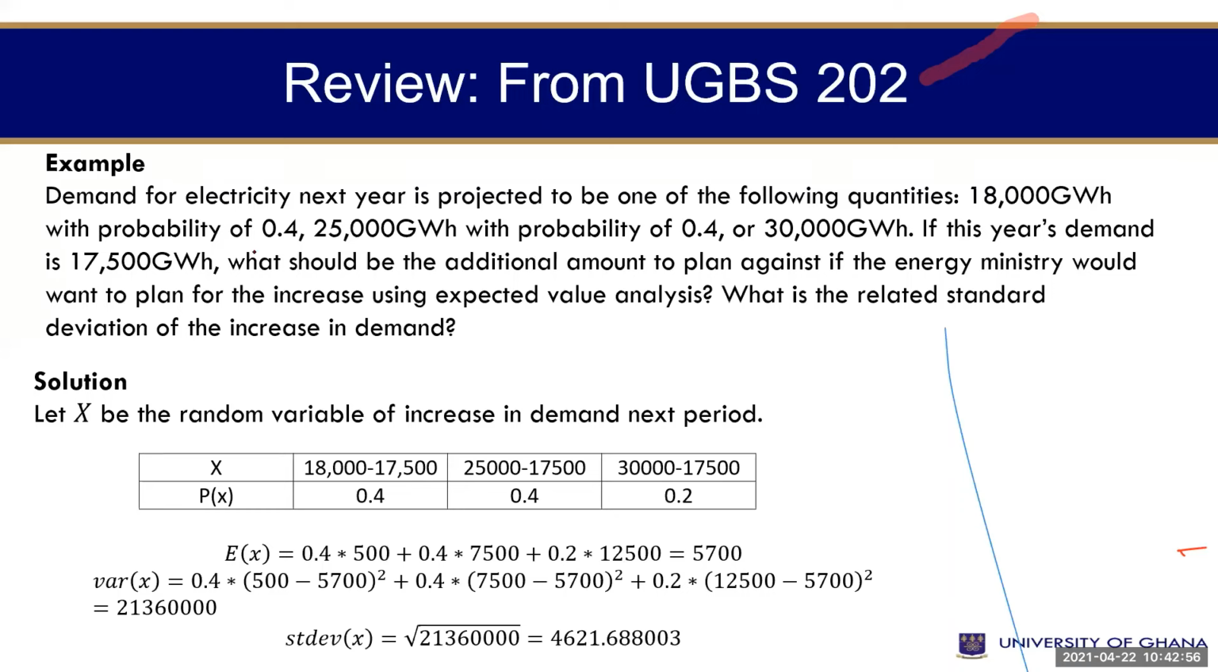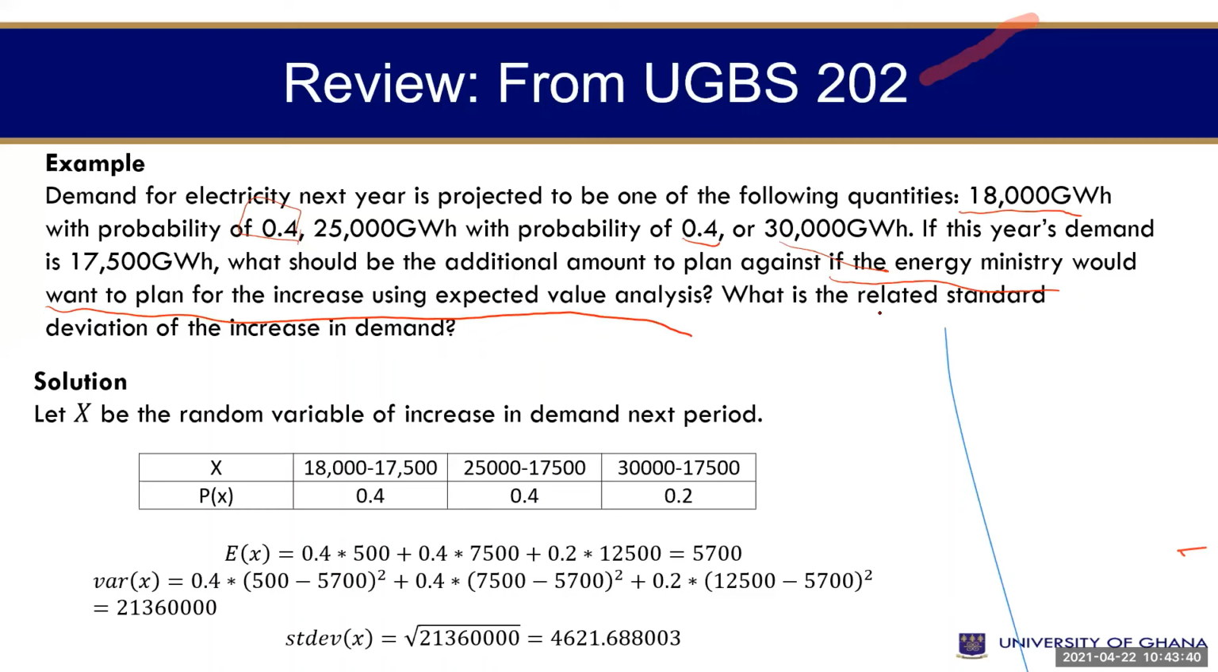Demand for electricity for next year is projected to be the following quantities: 18,000 gigawatts, with its corresponding probability as 40%, 25,000 with accompanying probability of 0.4, and 30,000. If this year's demand is 17,500, what should be the additional amount to plan against if the Energy Ministry would want to plan for increase using expected value as analysis? What is the related standard deviation of the increase in demand?